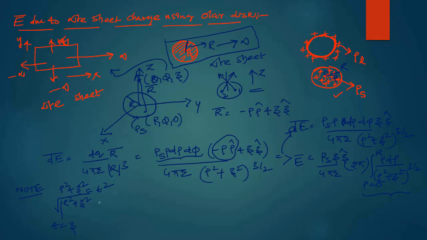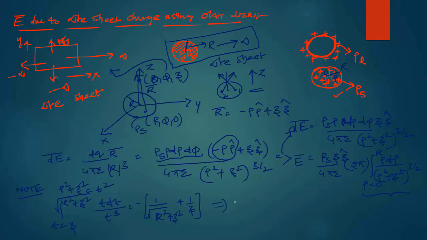Next, rho d rho means t dt, divided by t power 3. That means 1 by t square, so minus 1 by t is the integration. If you substitute the upper limit, you will get 1 by the square root of R square plus z square, and for the lower limit, 1 by z. This is the integration part.